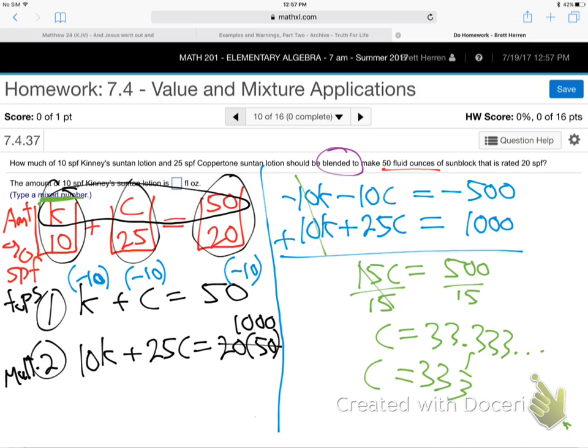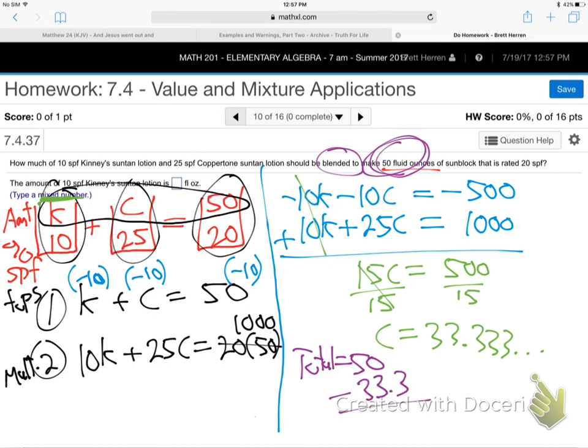Right? Well, first, actually, before we do that, let's get the other answer. That's the C, before we convert them or anything like that. So that's the C, the amount of Coppertone. So how do you get the other one? Subtract from the total, right? The total is 50, right here, 50 minus 33.3, what's that? 16.7, does it come out 16.7? That must be the amount of whatever is Kinney's that needs to be in the mix.